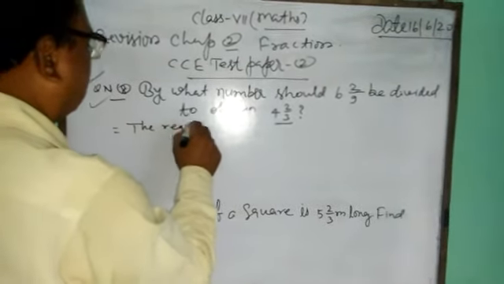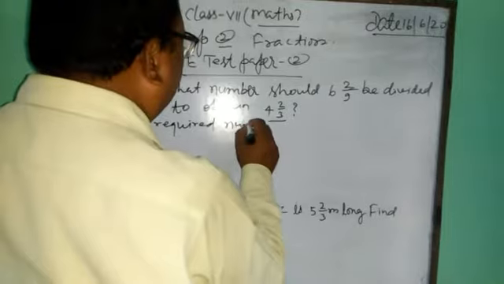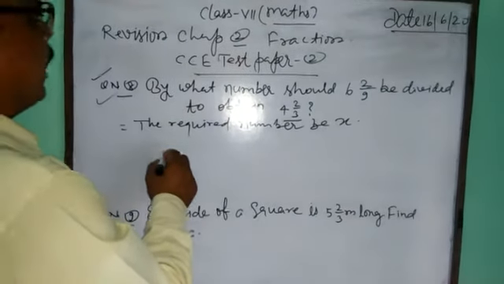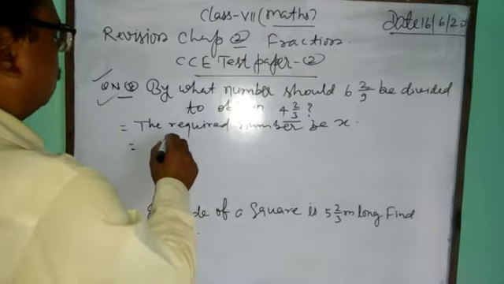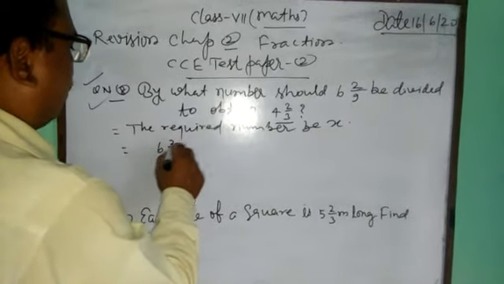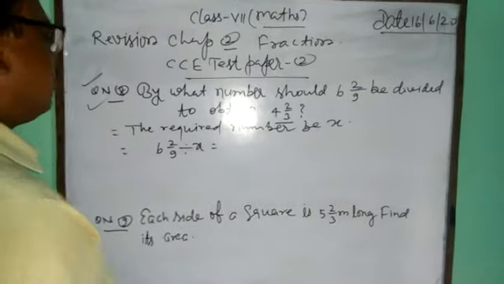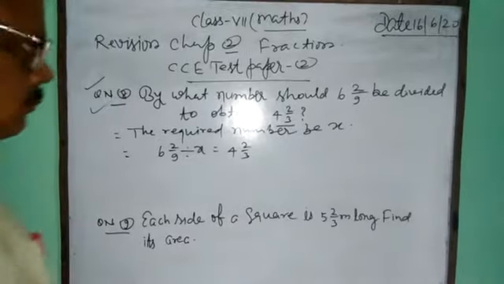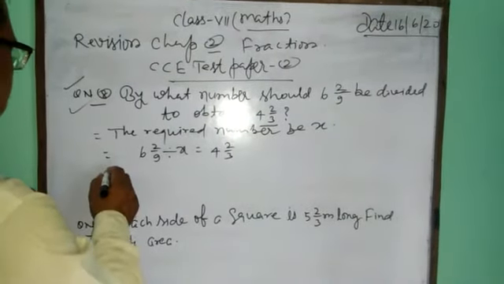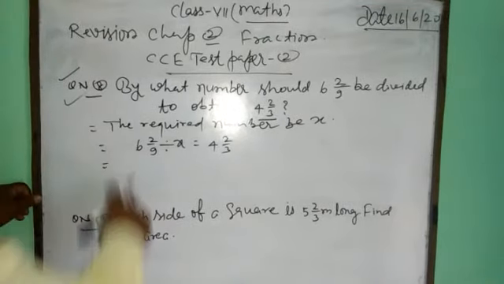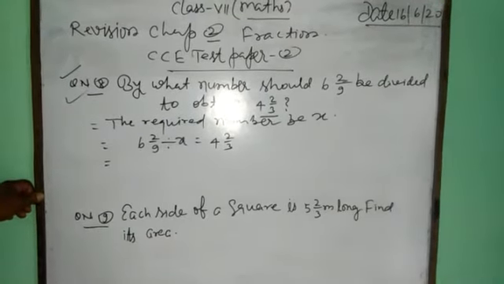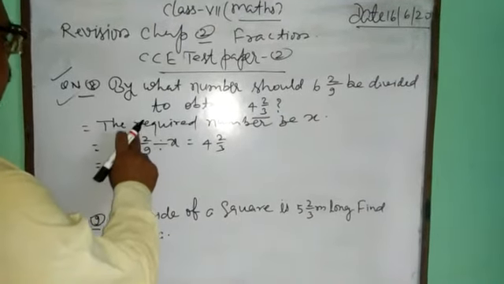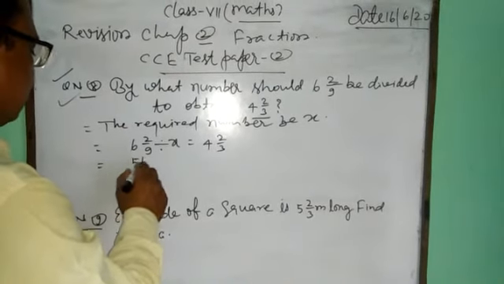Let the required number be x. Now we write 6 whole 2 by 9 divided by x, and the result we obtain is 4 whole 2 by 3. 9 sixes are 54 plus 2, that is 56 by 9.